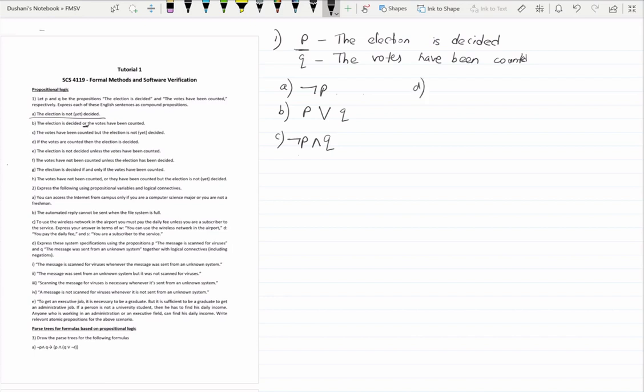Part D, if the votes are counted, then the election is decided. So this is an if-then statement. So votes are counted is Q, if this is so, then the election will be decided. So it is if Q, then P.